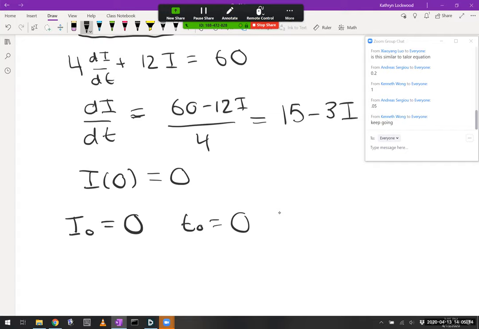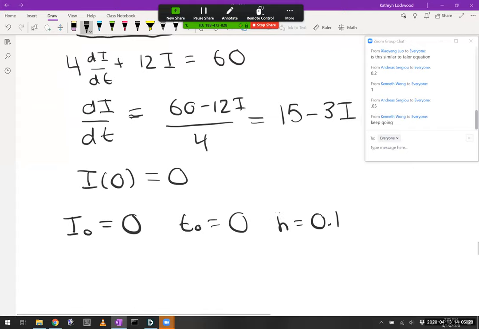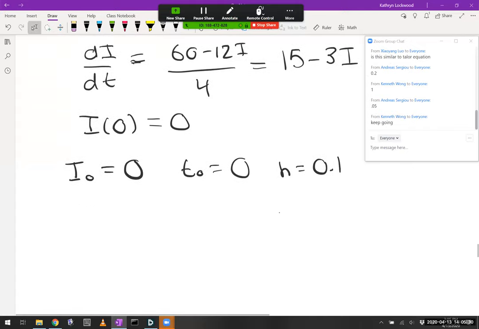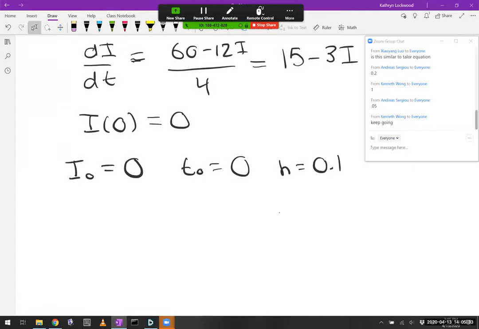All right, I need to pick a time step. Let's take h to be 0.1. The smaller the time step, the better the approximation. So I'm going to take what I consider to be fairly small, 0.1. And now let's go through and find I at 0.5, half a second later.